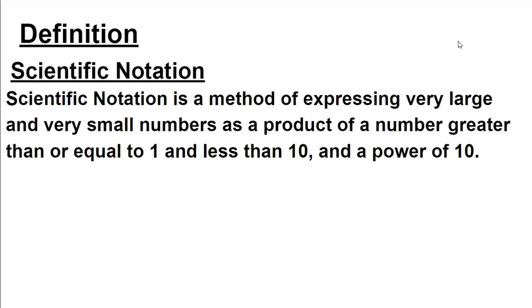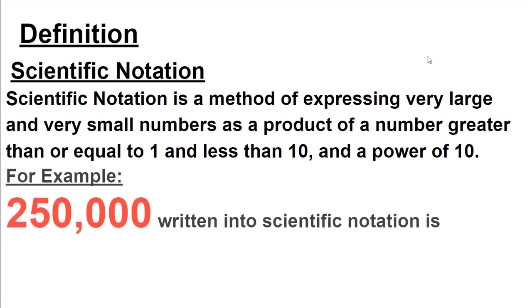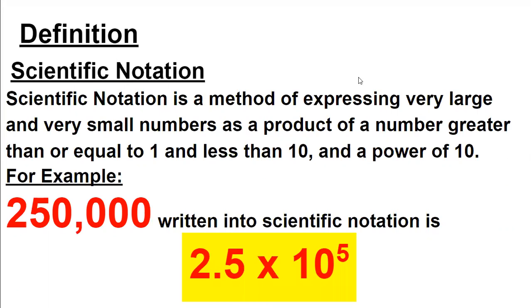Definition, what is scientific notation? Well, scientific notation is a method of expressing very large and very small numbers. Today we're focusing on the very large numbers as a product, that means multiplied by, of a number greater than or equal to 1 and less than 10 and a power of 10. When we show this in numbers, it makes more sense. Here, for example, is 250,000 written in scientific notation as 2.5 times 10 to the 5th power.